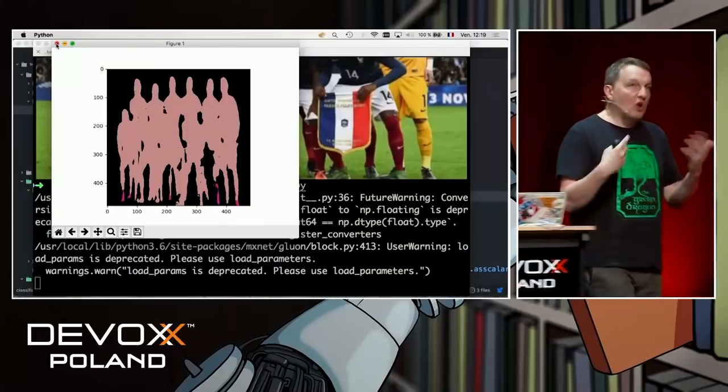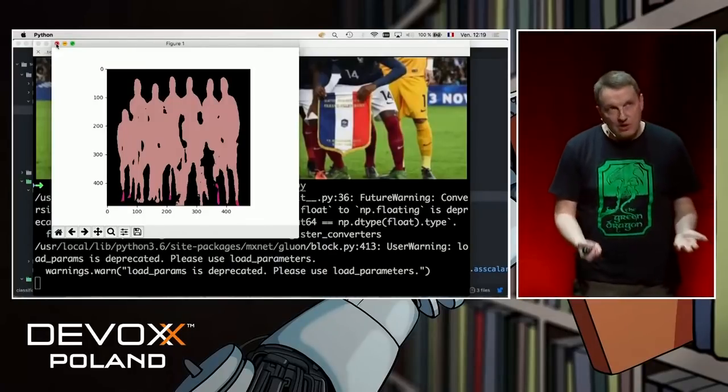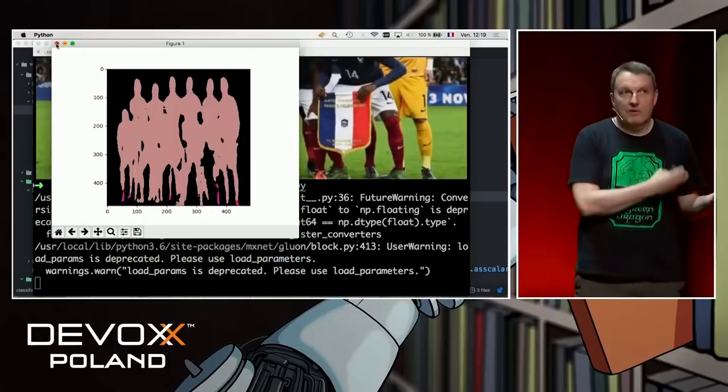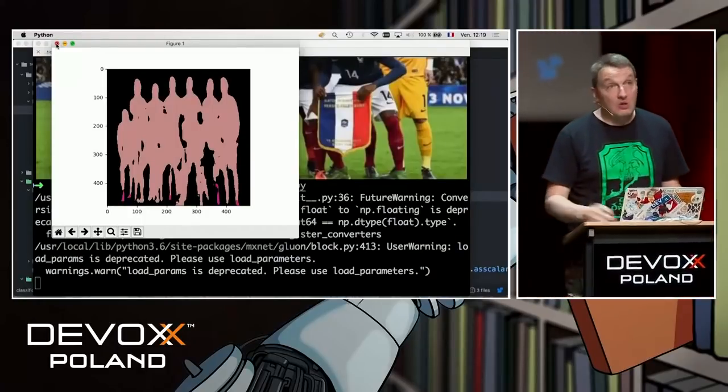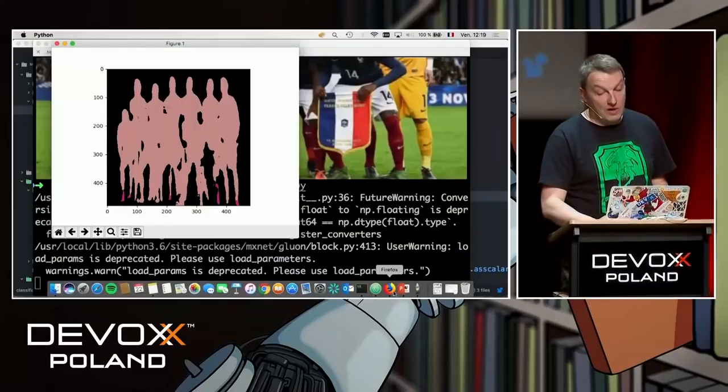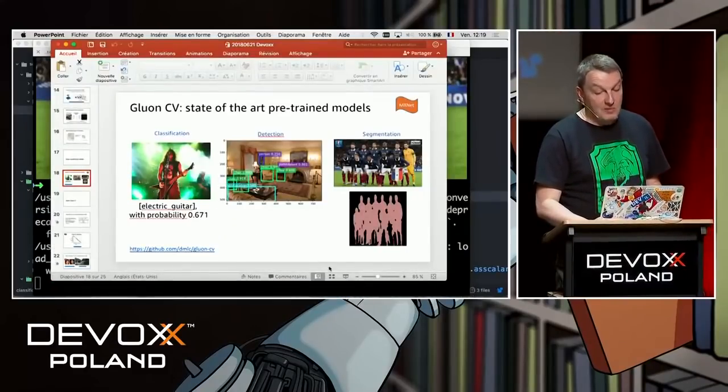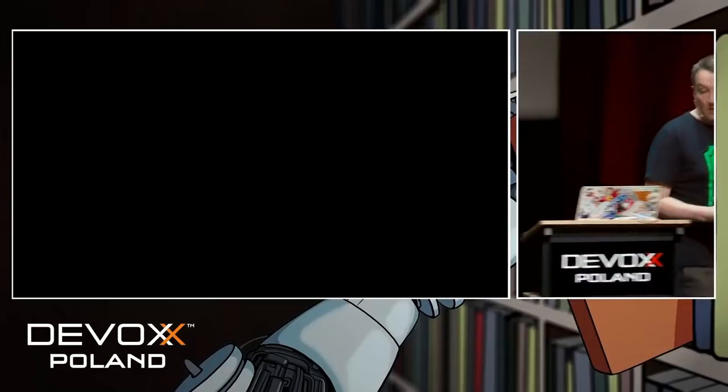So before you go and try to build everything from scratch, just consider existing models, pre-trained models that might be good enough to do the job, right? And you would save an insane amount of time by using those pre-trained models.